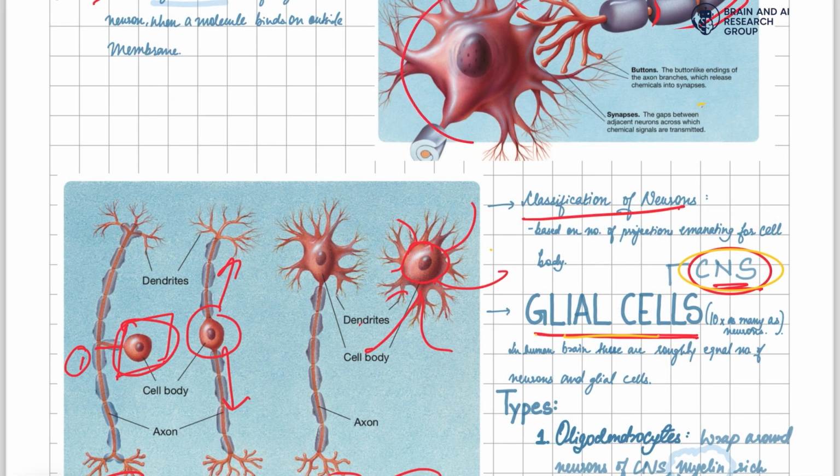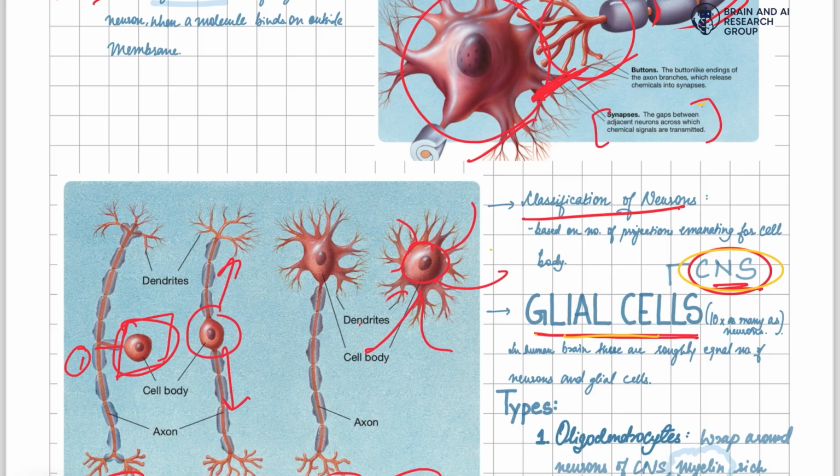So this is the one cell and this is the end of another neuron. The space between them where the transmission of neurotransmitter to the other neuron takes place is known as the synapse. That is the gap between the adjacent neurons across which chemical signals are transmitted. Okay, I hope this much is clear for the structure of neuron.